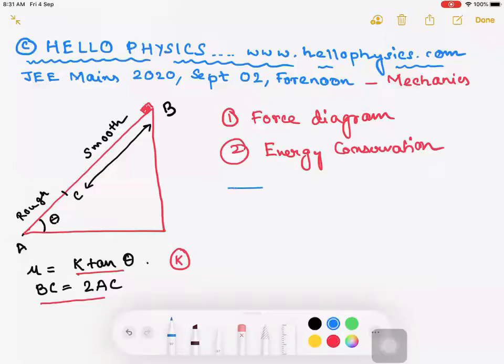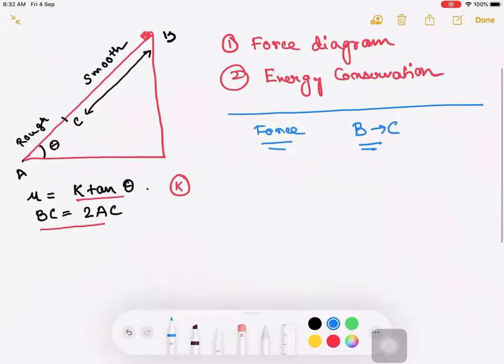So what is happening over here? Let's solve this by the force method. Let's start with the force method. See, in the portion from B to C, that is the movement on the smooth portion, what is the free body diagram of this object? So this is the object. I'm looking at the object from a fixed reference frame, or an inertial reference frame, let's say from outside.